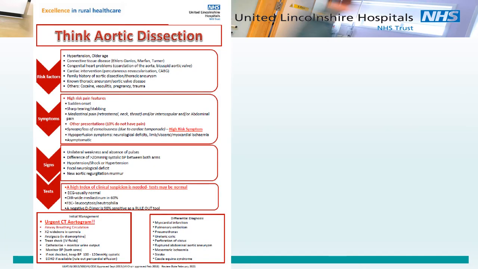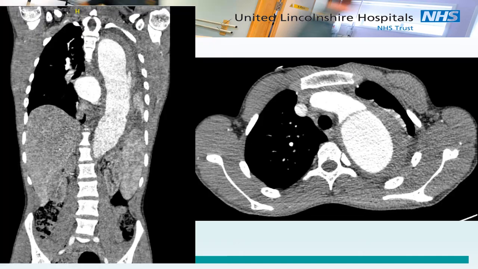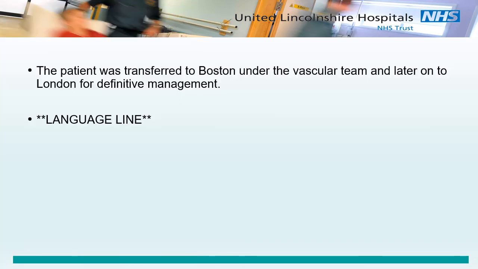And you will find that algorithm also on the intranet. Basically, it's to memorize the risk factors, symptoms, signs, and treatment for the condition. He had a CT scan, and it showed that he had aortic dissection. The patient was transferred to Boston under the vascular team, and later on to London for definitive management. Again, don't forget to use the language line if needed.